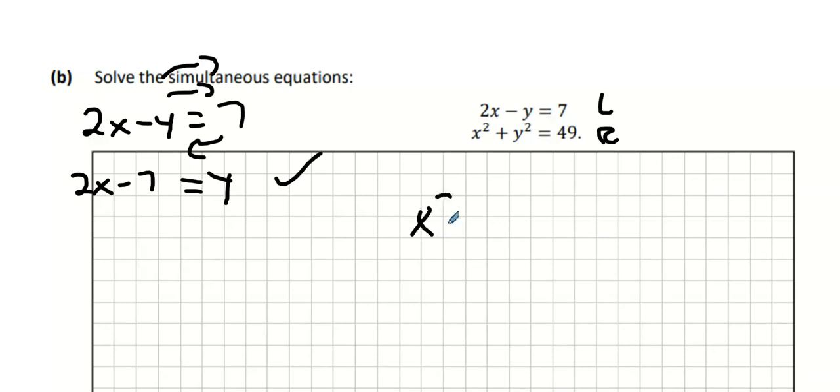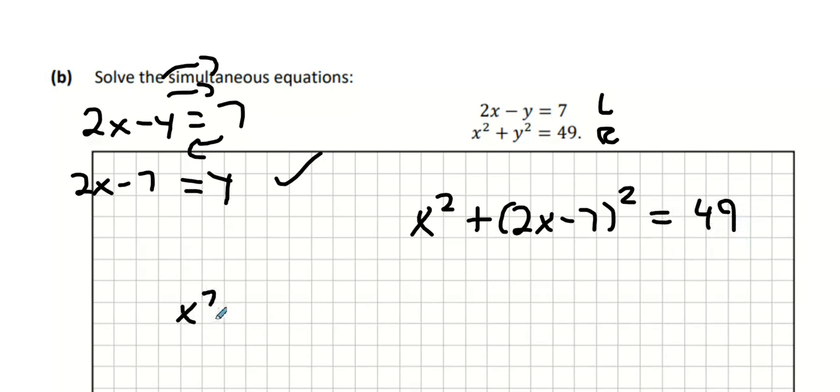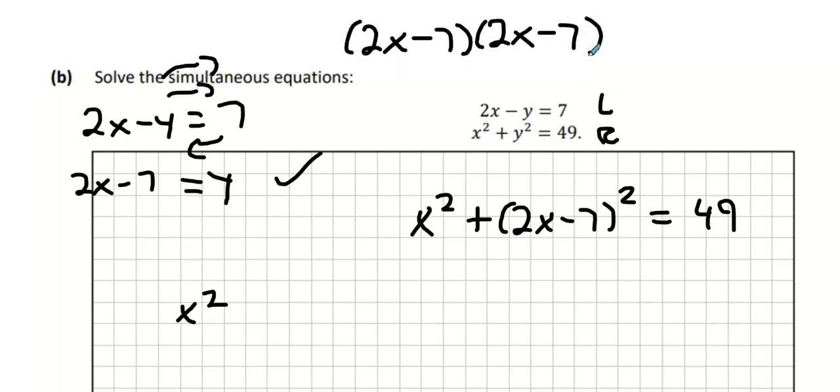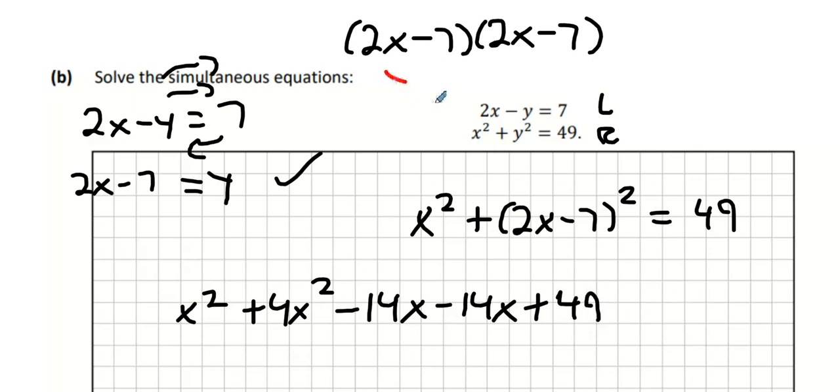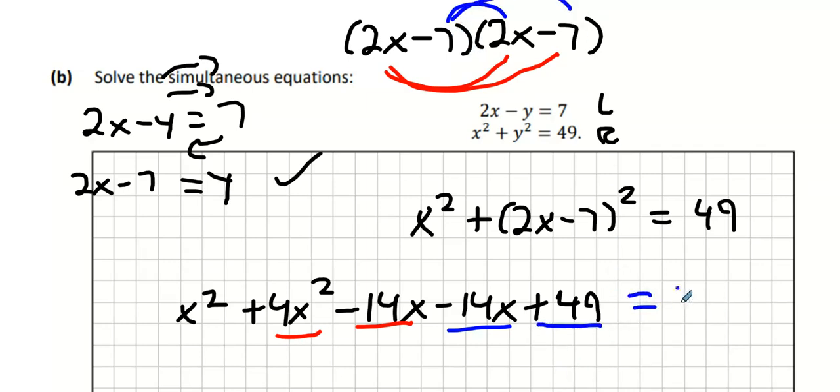Anywhere you see y, what do you put in instead? 2x minus 7 squared, okay? And then it's 2x minus 7 multiplied by another 2x minus 7. Does that kill you guys? So we're going to get 4x squared minus 14x minus another 14x plus 49. That's what happens when you multiply 2x by 2x, 2x by minus 7, minus 7 by 2x, and finally minus 7 by minus 7.